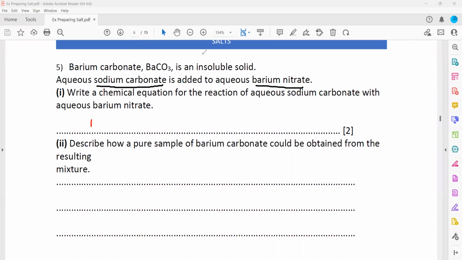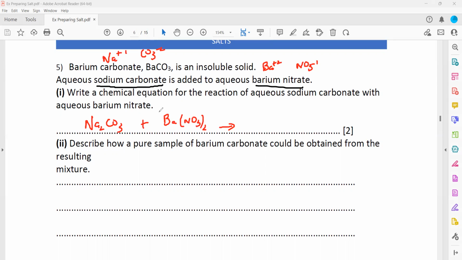So what is the formula for sodium carbonate? Sodium is Na, which is +1, and carbonate is CO3 -2. So the formula for sodium carbonate will be Na2CO3. Mixed with barium nitrate, barium is group 2, so it is +2, and nitrate is NO3 with a charge of -1. So barium nitrate will be Ba(NO3)2.